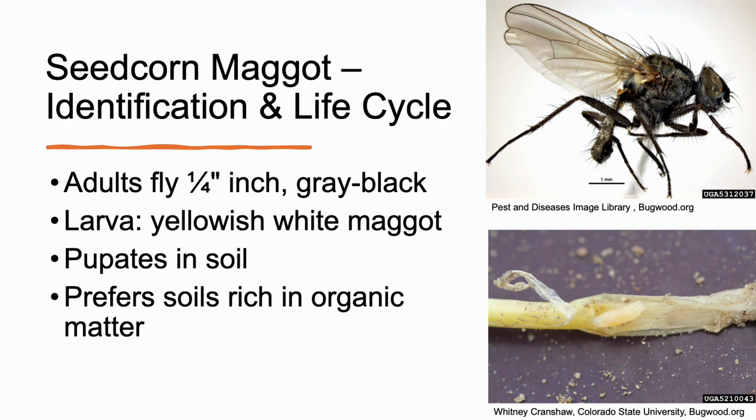Adult seedcorn maggots are small, gray-black flies about a quarter-inch long, as can be seen in the top image. The damaging stage is the larva, a yellowish-white maggot that feeds on germinating seeds, which can be seen in the bottom image. After feeding, larvae pupate in the soil, with seedcorn maggots preferring cool, moist soils rich in organic matter. This feeding can lead to significant stand losses early in the season.